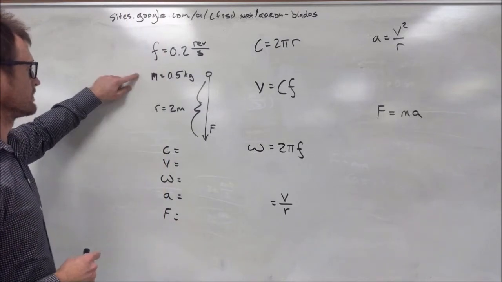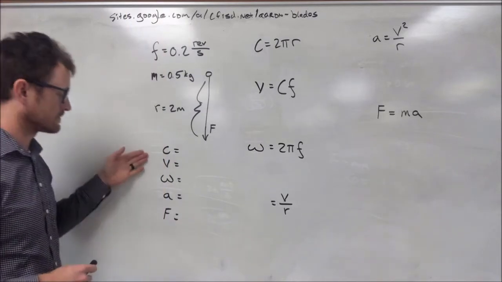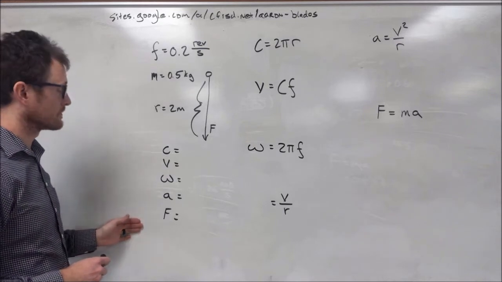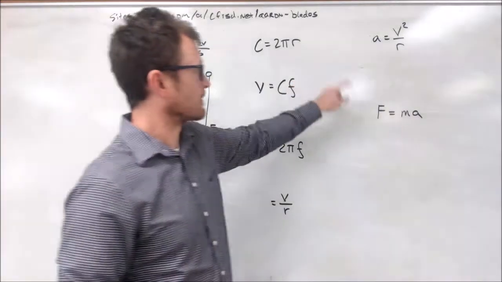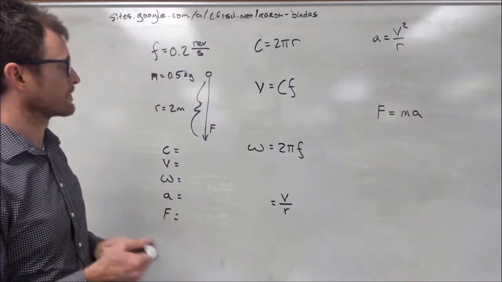Let's get started. You can see I've already written down our knowns and unknowns. We have our frequency, our mass, our radius, our table of unknowns, and our relevant equations. We have circumference, linear speed, angular speed, acceleration, and force.